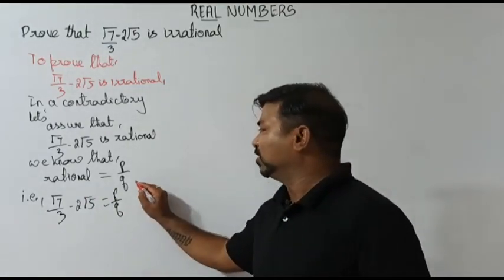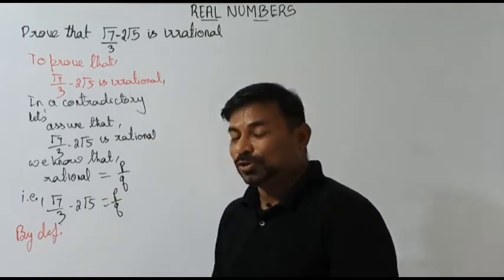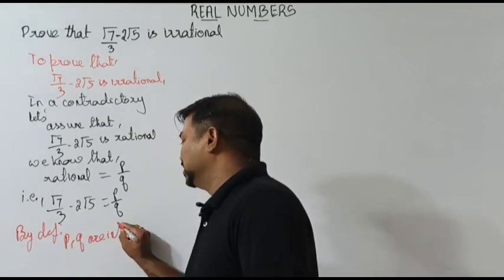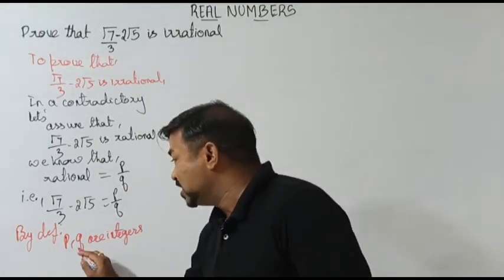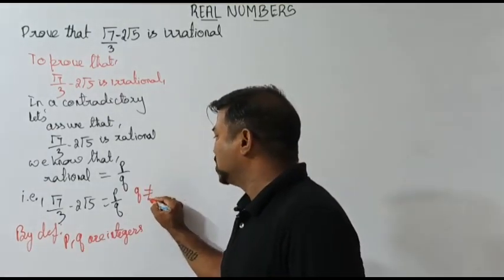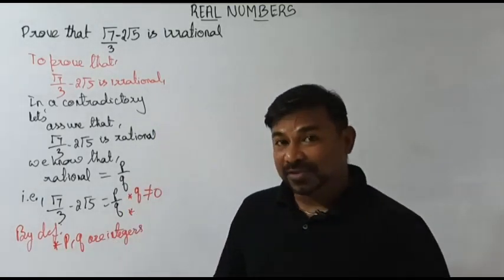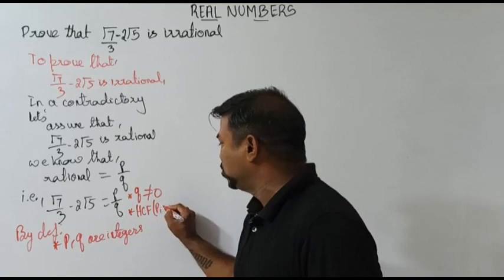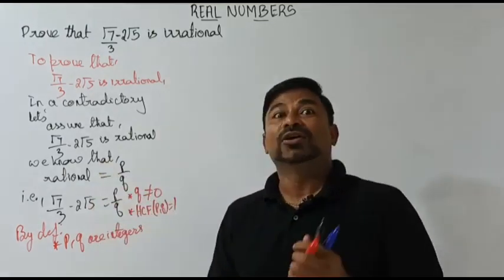So what are all the rules and regulations? Let's write by definition. The rules are like this. p, q are integers. This is the first rule: p and q should be integers. The denominator should not be equal to 0, so q is not equal to 0. This is the second condition. And we have one more condition: the HCF of p, q should be equal to 1. These are the three rules and regulations for a rational number.